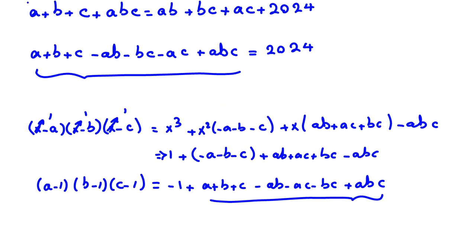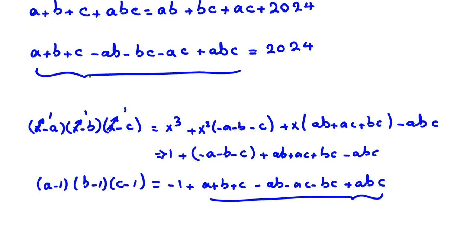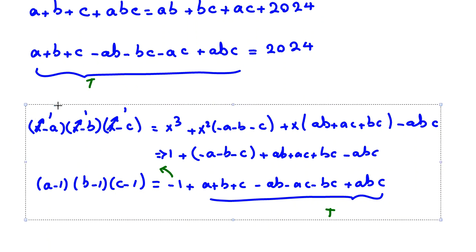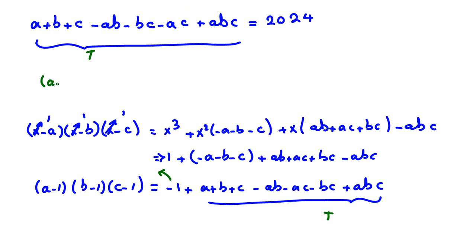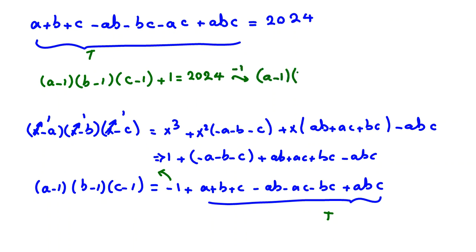So I've concluded that this term, let's consider, for example, it is t. T is a minus 1 times b minus 1 times c minus 1. If you take negative 1 to the left-hand side, it will be plus 1 equal to 2024. If we subtract 1 from both sides, it will be (a minus 1)(b minus 1)(c minus 1) equal to 2023.